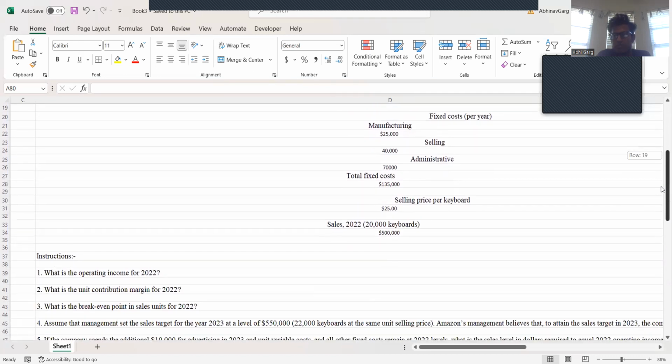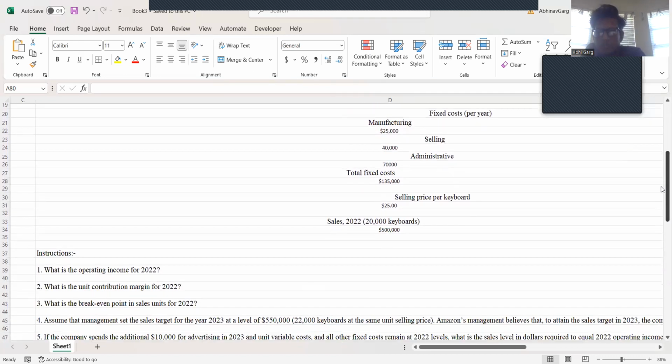Now let's see the fixed cost. Manufacturing is $25,000, selling is $40,000, administrative is $70,000. So total fixed cost is $1,35,000. And selling price per keyboard is given also, $25, and last year the company sold around 20,000 keyboards. So the total sale is 5 lakhs.